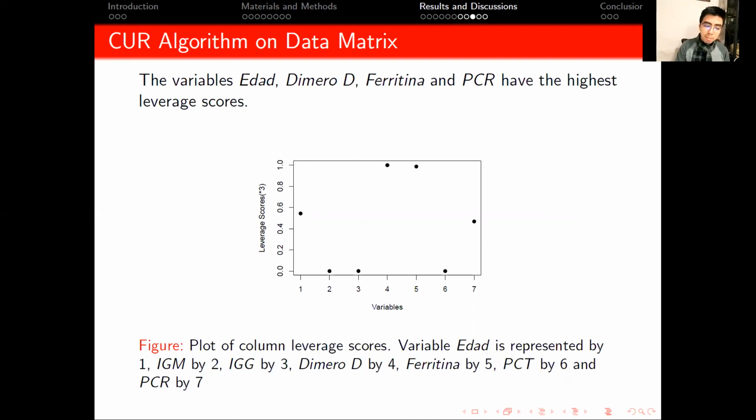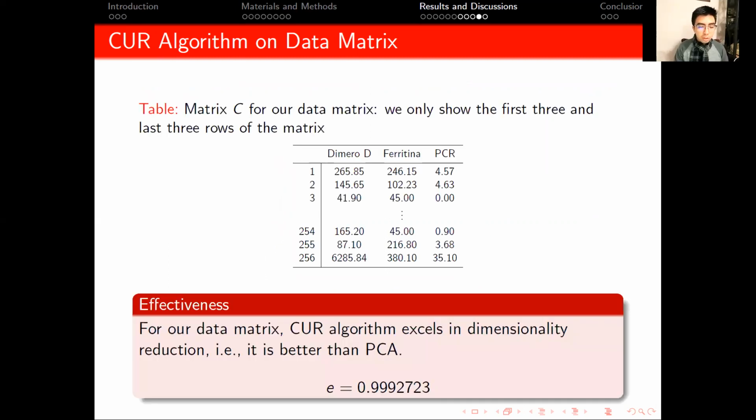As we choose the column parameter C equal 3, the most natural thing would be to think that the CUR algorithm will choose the variables with the highest leverage score: the age, D-dimer, and ferritin. However, the algorithm returns a 256 times 3 matrix, whose columns are D-dimer, ferritin, and CRP. The variable age was omitted by the algorithm. This happens because when PCA was performed, ferritin, D-dimer, and CRP turned out to be more important to the first principal component, while the age is more important for the second principal component.